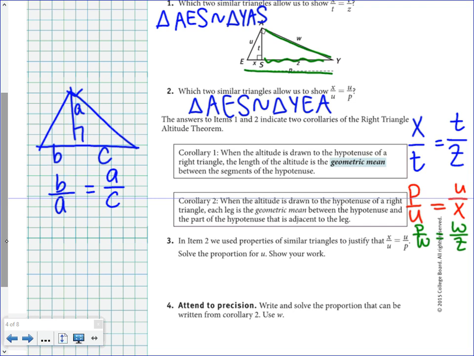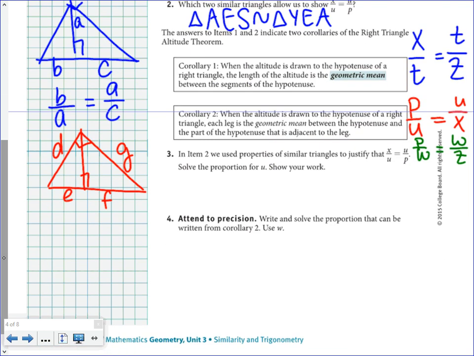So if you want to look at a figure where no altitude is given, you could set up D as our geometric mean. It's D between E, because that's the part that's closer to it, and E plus F, because that's the whole hypotenuse. So if they don't tell you the whole hypotenuse, you just add those two parts together. Or likewise, F over G would equal G over E plus F.